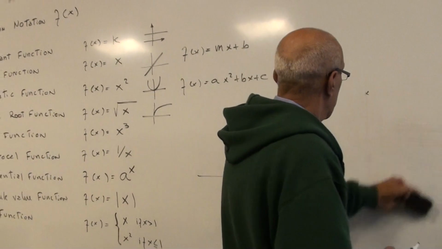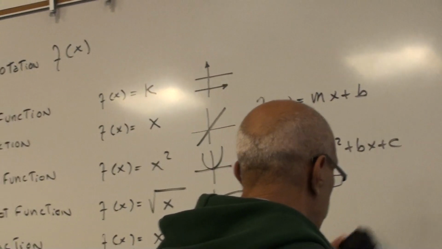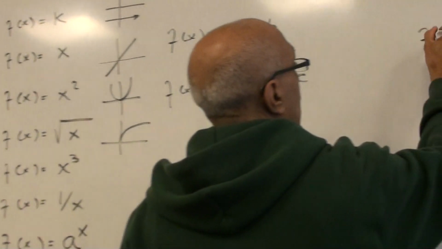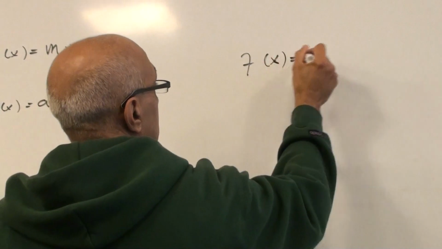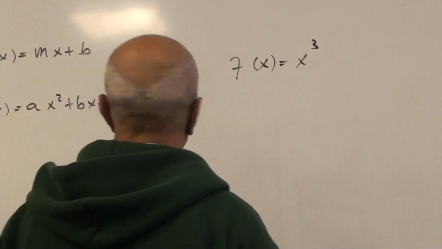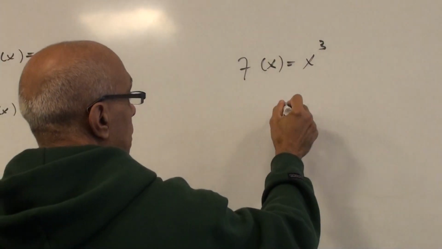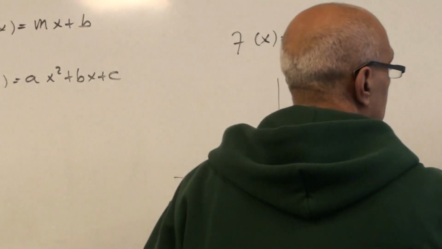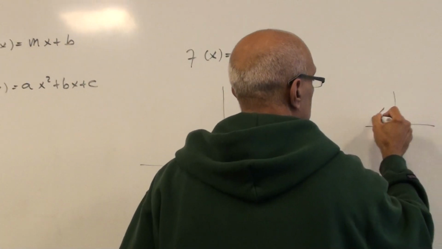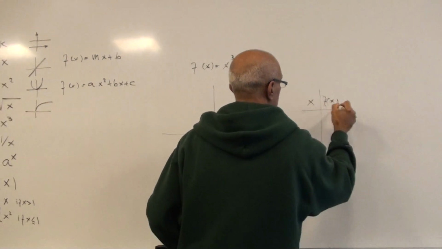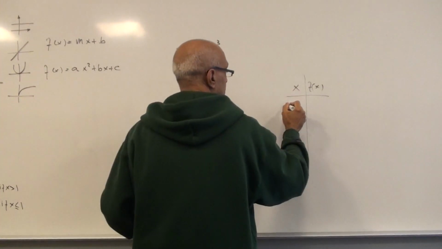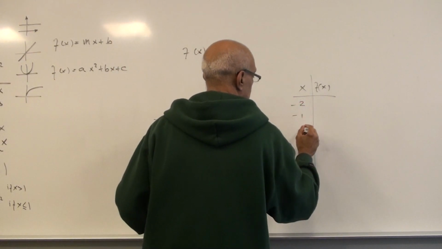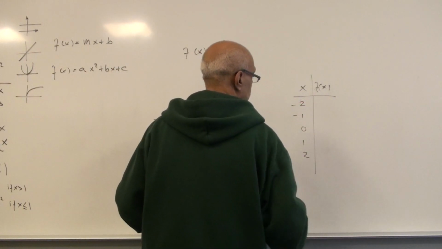Let's move on to the next one, the cube function. So f of x equals x cubed. Again, the best way to graph is by doing the table. And I can start with, let's say, -2, -1, 0, 1, and 2.